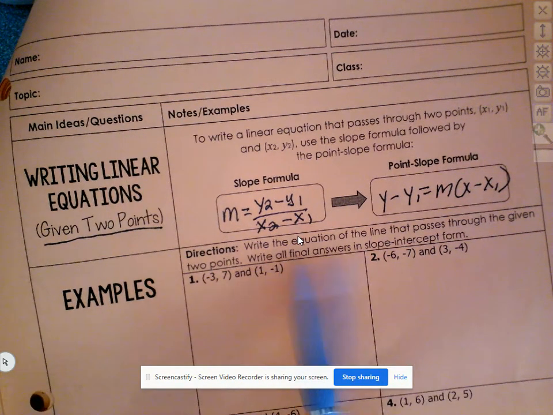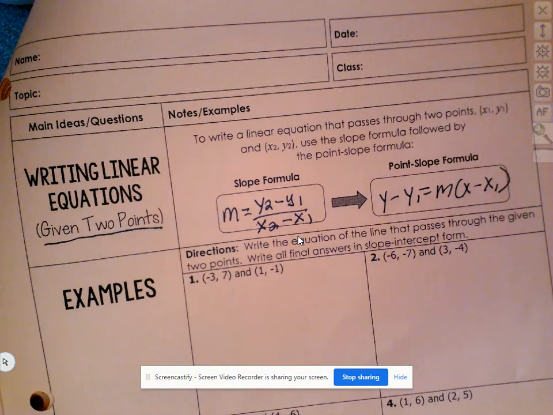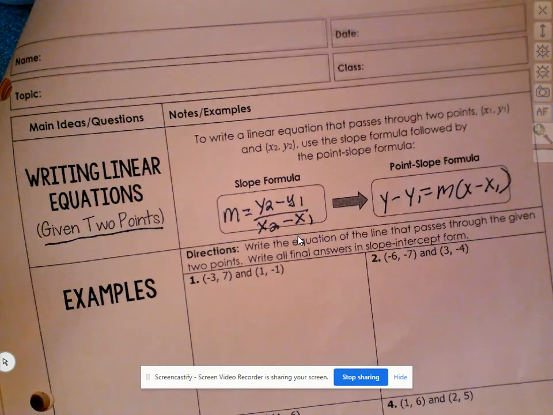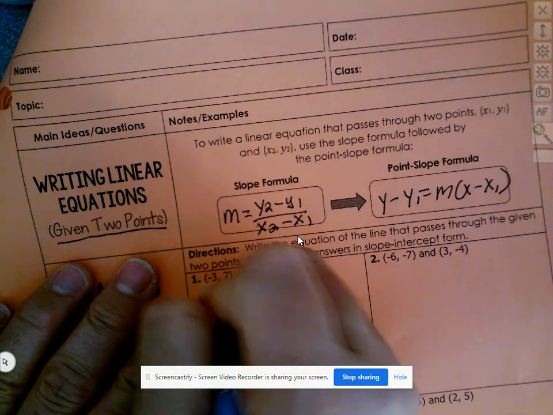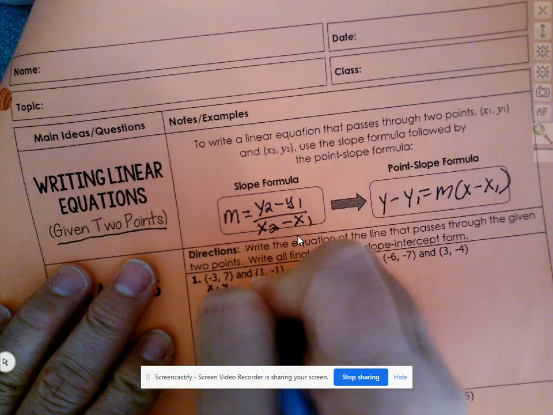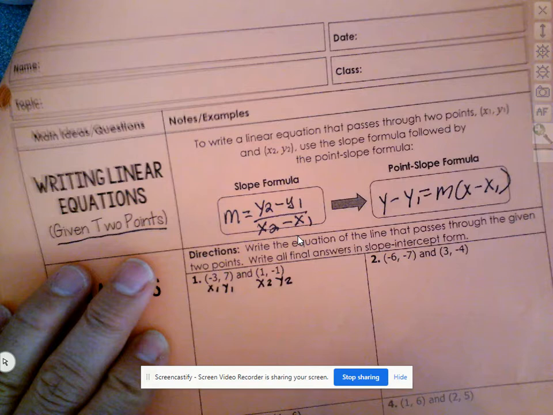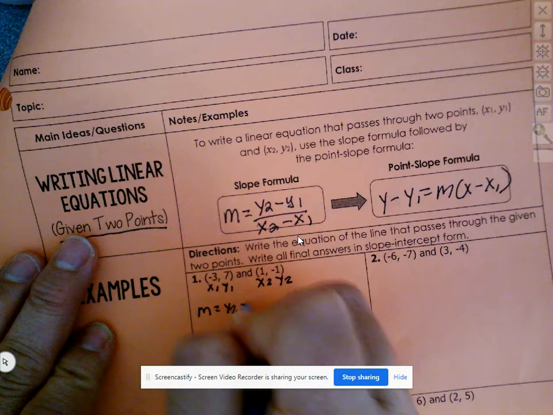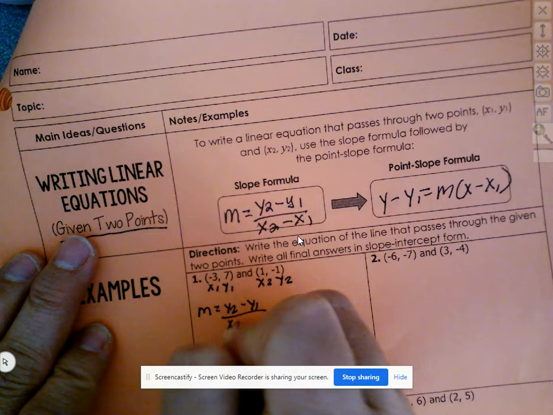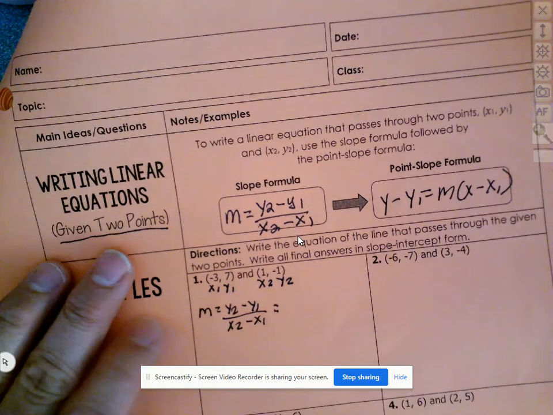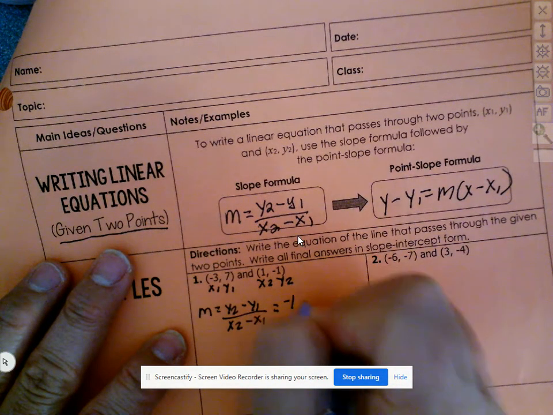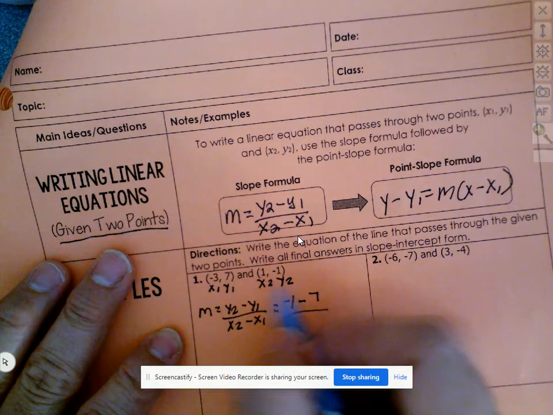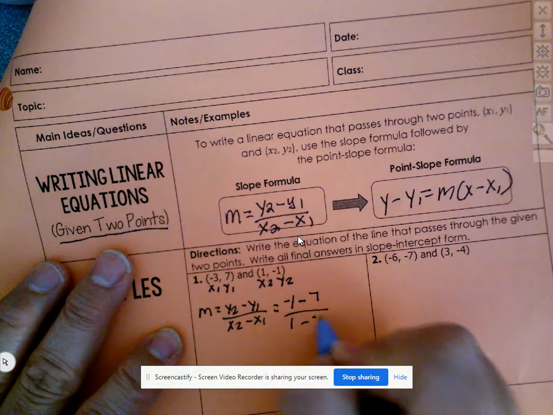So it says write the equation of a line that passes through the given 2 points. Write all final answers in slope-intercept form. So first thing we have to do is find our slope. So we label x1, y1, x2, y2, and then we use our slope formula. M equals y2 minus y1 over x2 minus x1. And we substitute in y2 is negative 1 minus 7 is y1. X2 is 1 minus x1 is negative 3.